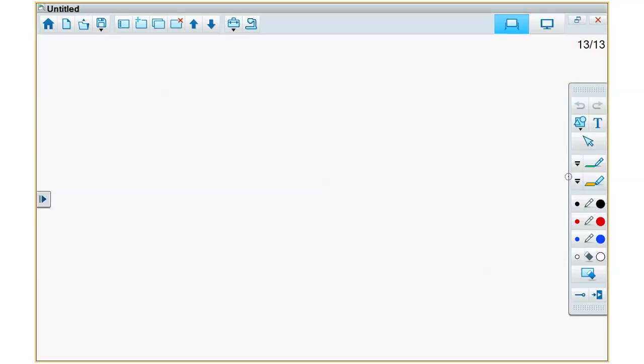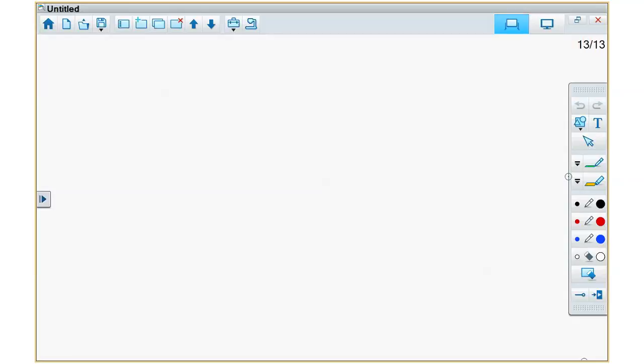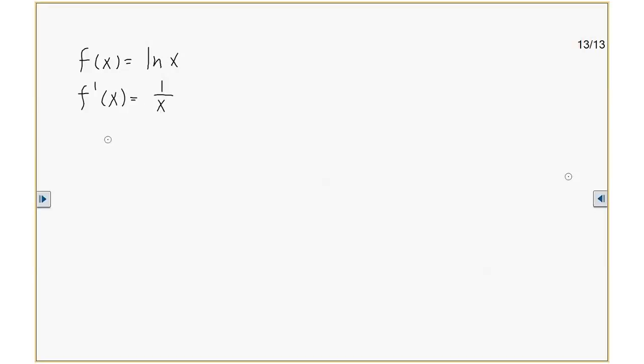All right, all the logarithmic rules are as follows. f of x is equal to the natural log of x. f prime of x is equal to 1 over x. We talked about that one the other day. That's your basic rule of logarithms.